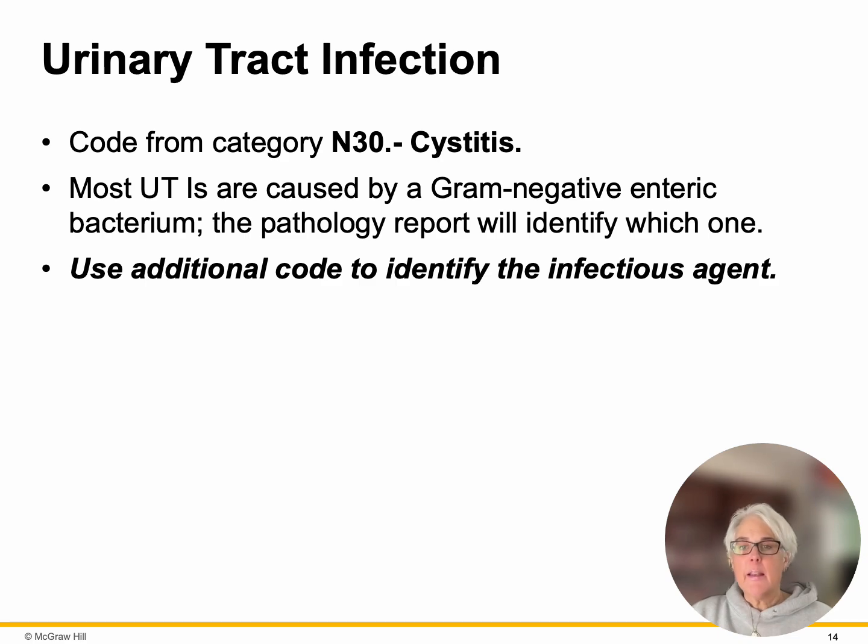Many UTIs actually involve the bladder and are coded as cystitis, but we also see infections in the kidney and the urethra. I want you to be able to identify the site and also check the culture results for the organism. When an instruction note says use additional code to identify the infectious agent, that's your clue to go find that B95 to B97 code if the organism is named.